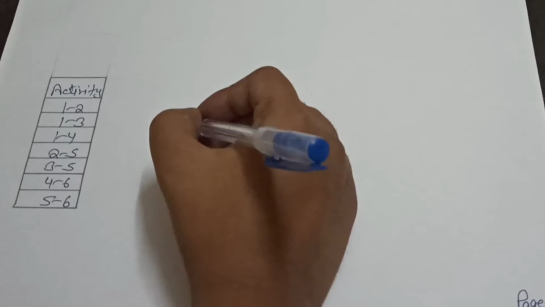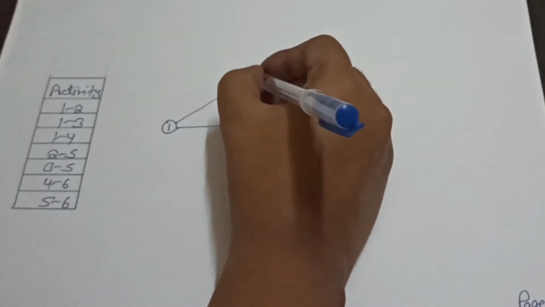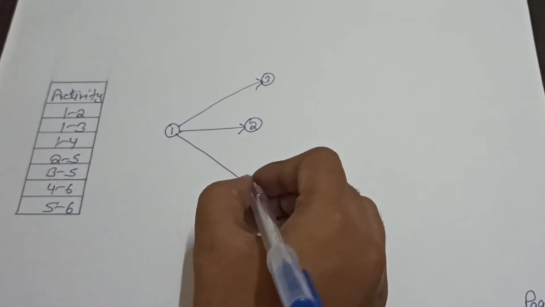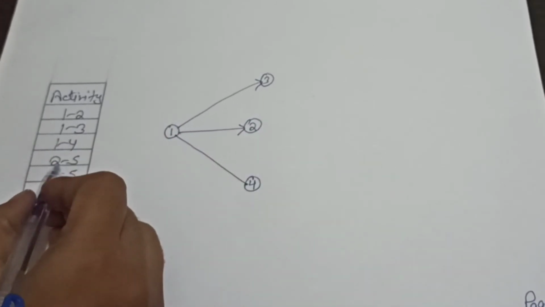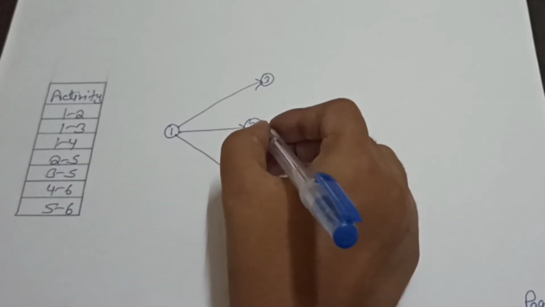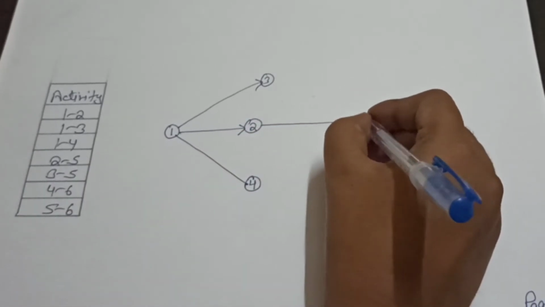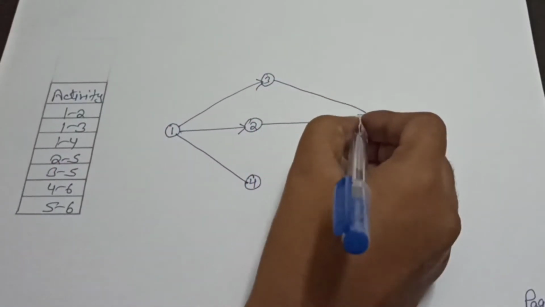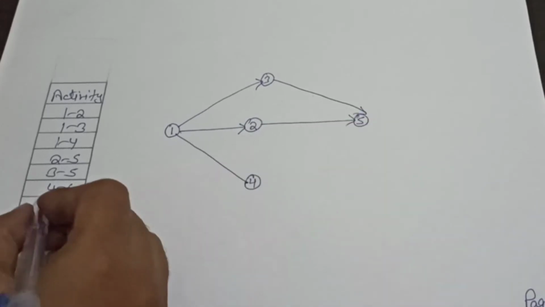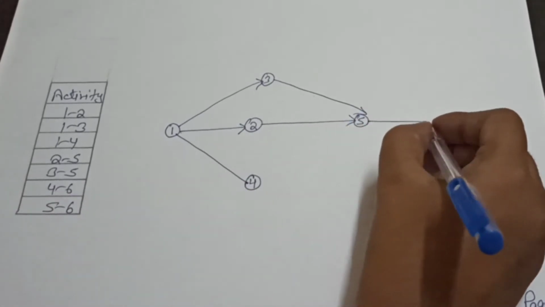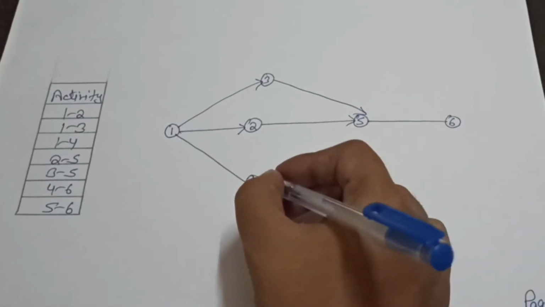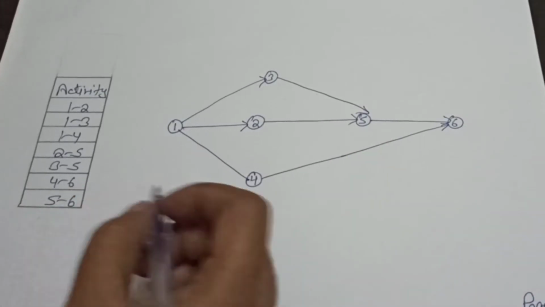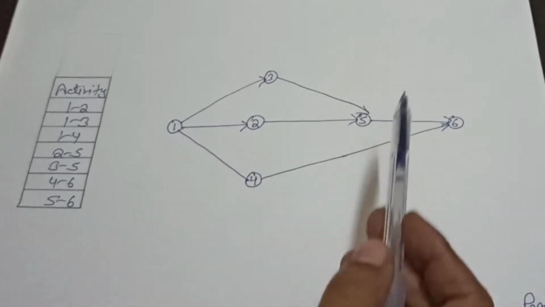Then 1 to 3. Third activity is 1 to 4. Then 2 to 5. After that 3 to 5. 4 to 6. As you can see, 4 to 6 and 5 to 6. So this is our diagram.